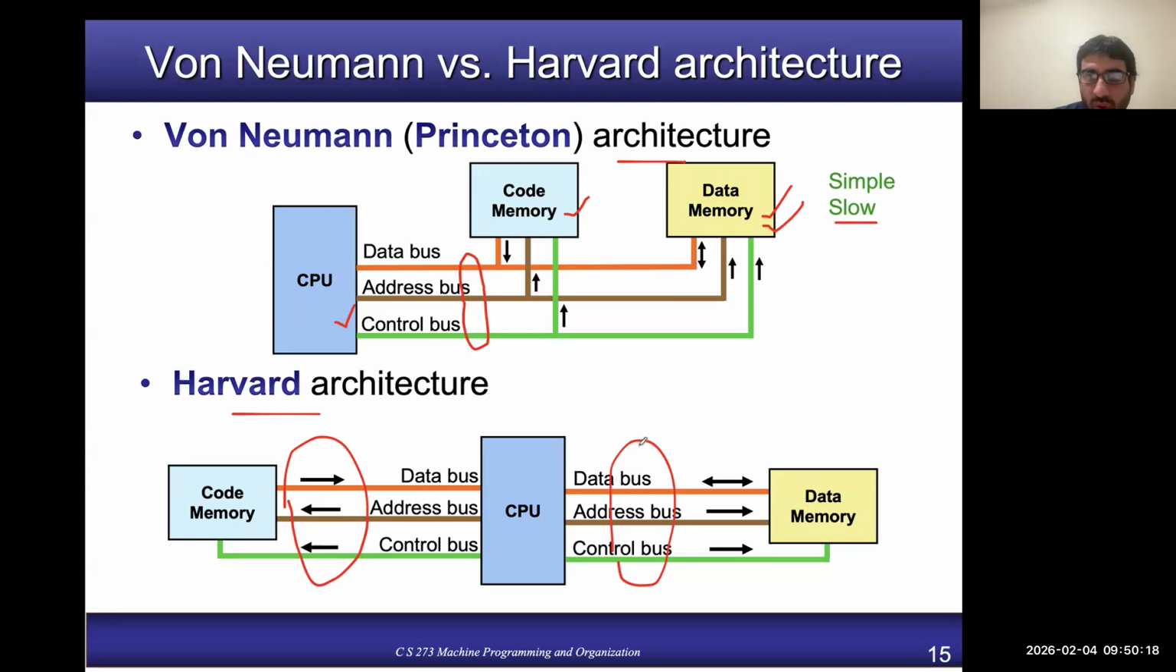One thing you need to note here is that for data memory, you have a two-way arrow on the data bus. Why? Because the CPU can read data from the memory and it can also write data into the data memory. However, for the code memory, you have a one-way arrow pointing from the memory to the CPU. Why? Because code memory contains your instructions and the CPU only fetches instructions from the memory. Instructions are not written back into the memory, at least in normal or simple cases.